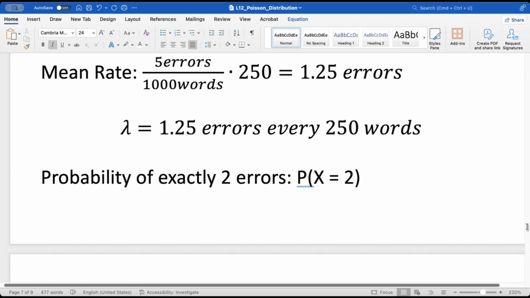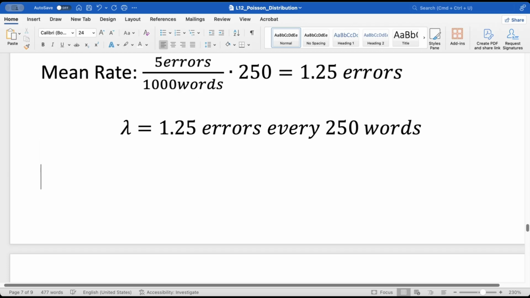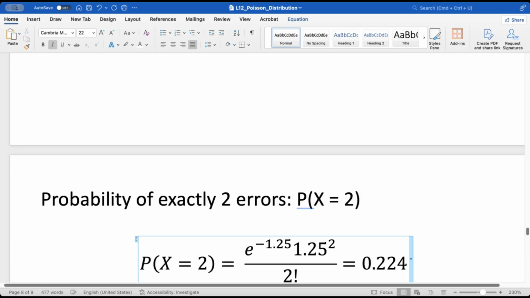So we plug into the formula. So lambda is 1.25 and x is 2. So it's e to the minus 1.25 times 1.25 squared divided by 2 factorial. This comes out to 0.224.